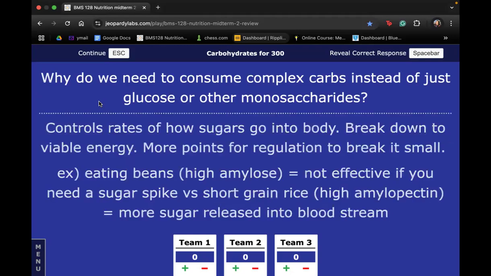Yeah, it takes longer for our body to break it down sometimes for high amylose, so like eating beans. So you get steady energy instead of a sugar spike, such as with short grain rice, high amylopectin, where more sugar is released into the bloodstream. So if someone needs sugar immediately, you should never give them beans to eat because it's going to take a while for them to get out of the crash, but you can give them apple juice. So sometimes having the faster sugar access is necessary and sometimes it's not. That's why having the variety is kind of nice.